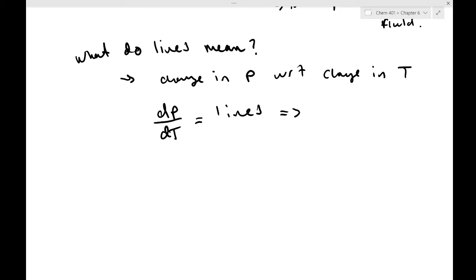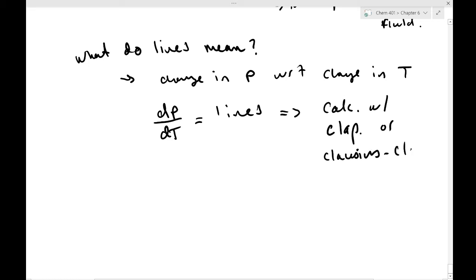Well, you can calculate these with the Clapeyron or with the Clausius-Clapeyron equations. You are absolutely correct. You can calculate these with the Clapeyron, I'm just going to call that the clap. We can calculate that with the Clapeyron equation or with the Clausius-Clapeyron, or as I like to call it, the Clausius clap.